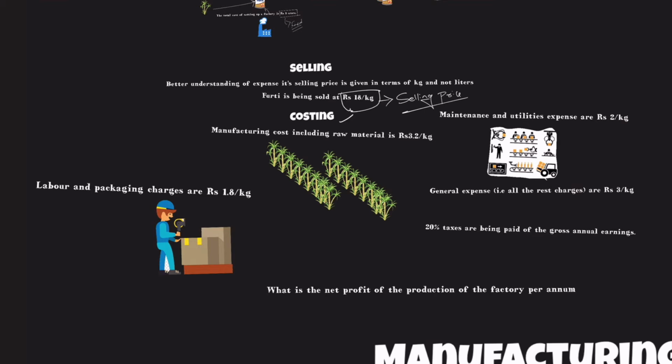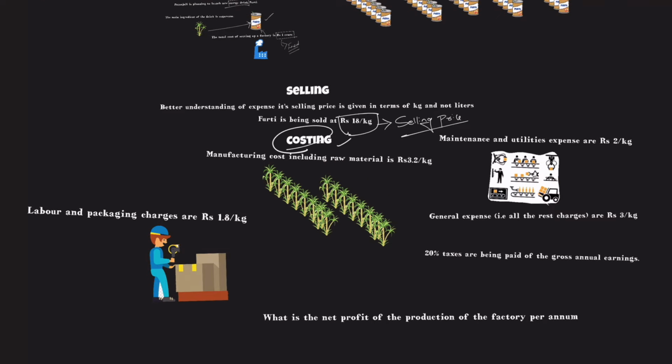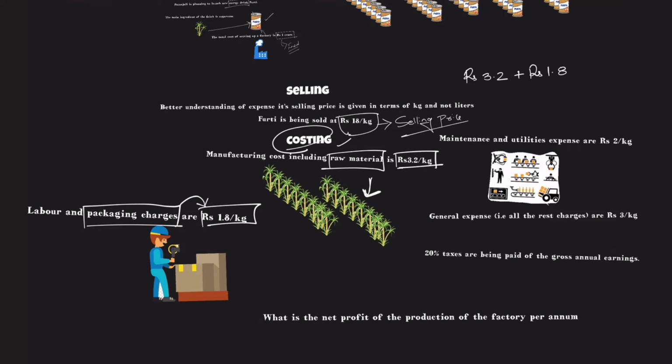What is given now? The manufacturing cost. The manufacturing cost of making this is rupees 3.2 per kg. So raw material will cost rupees 3.2 per kg. Okay, then what else is an expense to make this drink? Labor and packaging charges will cost rupees 1.8. Okay, so that is also clear per kg. Maintenance and utilities will cost rupees 2 per kg. Okay, so that will be one more cost, and general expense will be rupees 3 per kg.